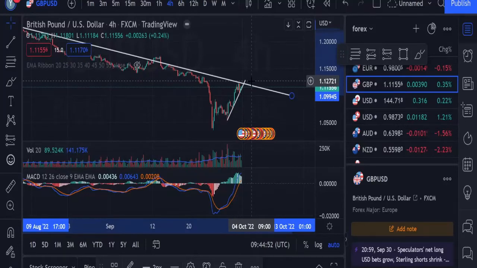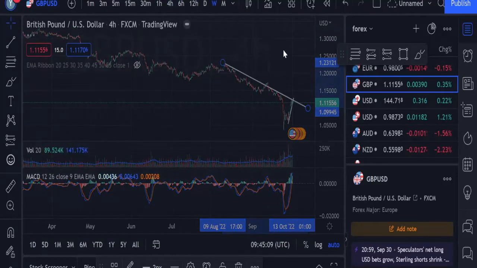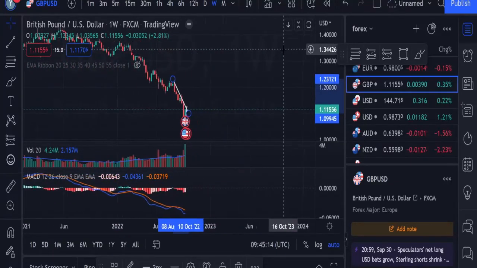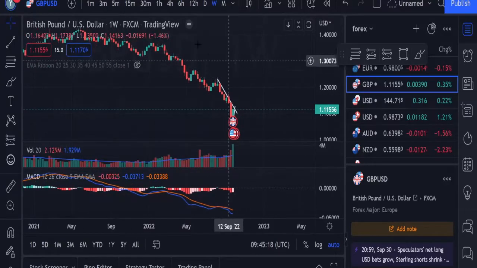Which means for me to go long, GBP USD needs to close above 1.1 to around this range, and close a 4 hourly candle above it for me to think about going long. Even at that, I won't think about going long because if you check the weekly chart, on the weekly we are still in a big time downtrend, right? And the trend is your friend until the end.